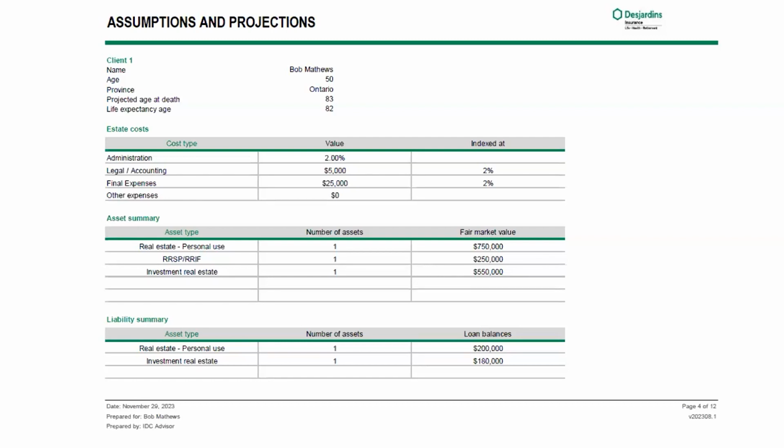So I learned that a client can name or specify the administration costs in their will with respect to executor compensation. So that is a percentage you can modify. I mean, you could leave it at 0, but that's probably not very accurate. Legal accounting fees, same thing. We've got some defaults there that are based on standards in the industry, and same with final expenses. And you can index that as well.